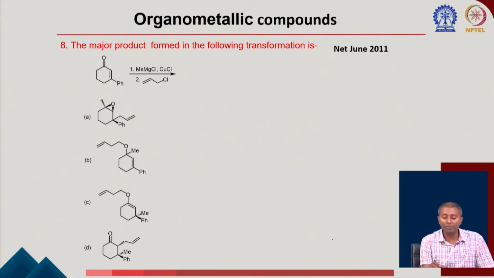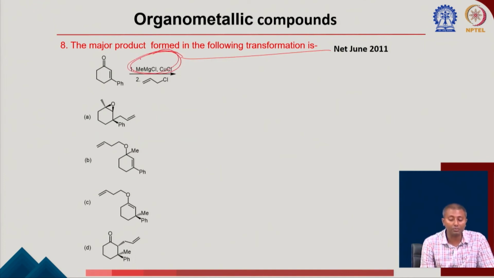The major product formed in the following transformation is, again, we are talking about a nucleophile addition, like 1,4 addition using the cuprate. I think I already talked about this formation of the cuprate, and then it is going to come back and there is an allylation going to happen. I think a very similar problem we already talked about before, so I am not going to take a longer time here.